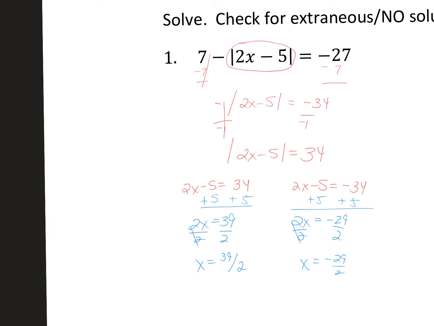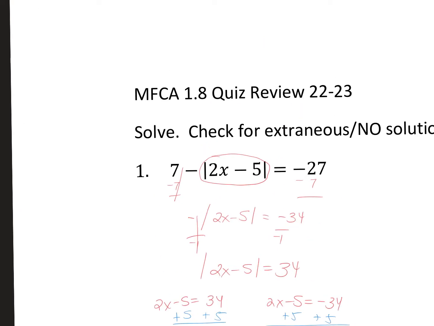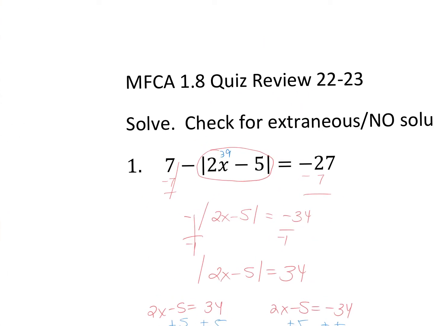Now, we need to go back and check. You guys can do the check in your head. I'm not going to mark off if you don't, but you need to be careful because not everything is going to work all the time. When I plug in 39 over 2 here, these 2's would cancel out. So then, in your mind, guys, 39 minus 5, 34. What's the absolute value of 34? So you have 7 minus 34. Does that give you negative 27? Yeah, so you're good.